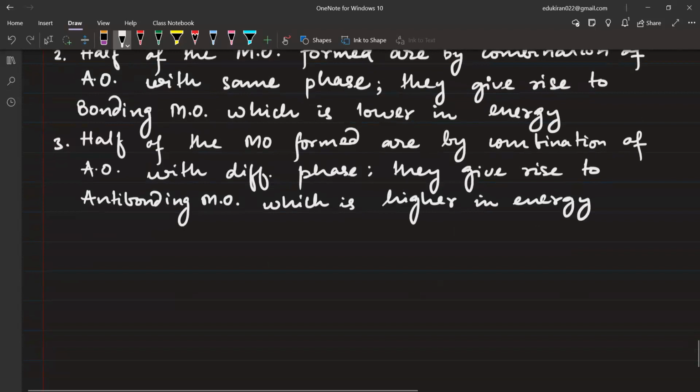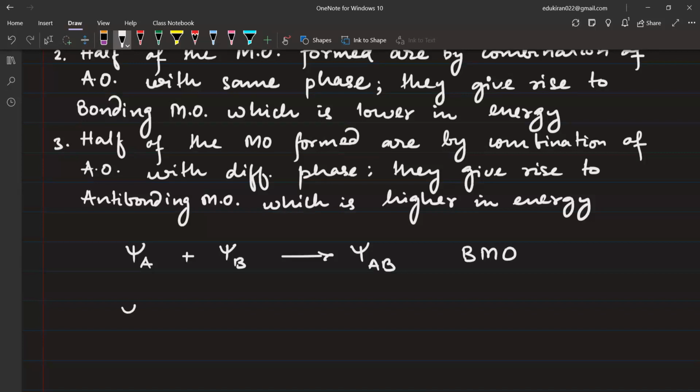Before that, just write this down: psi A plus psi B give rise to psi AB, and this is bonding molecular orbital, BMO. Similarly, psi A plus, I'm writing, minus psi B. It doesn't mean that one is positive phase and the other is negative phase. It just means that both of them have different phase. Here too, both of them can be negative also, both of them can be positive also, okay?